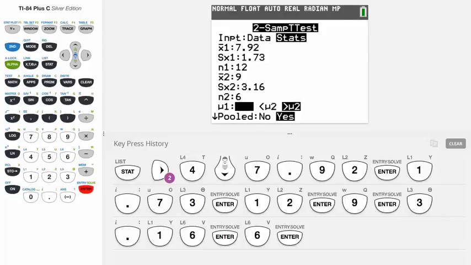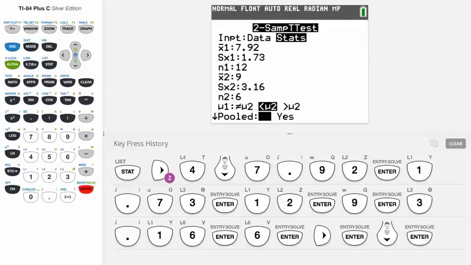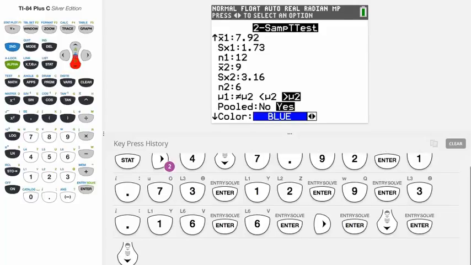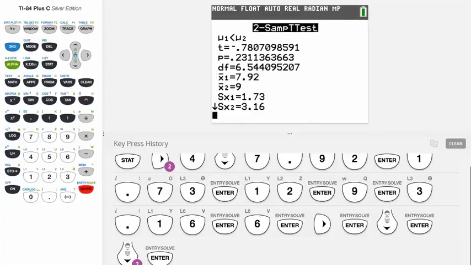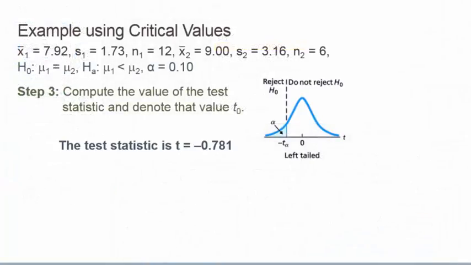It is a left-tailed test, so I want to highlight less than mu sub 2, enter. It is not pooled, enter. Go down to calculate, enter. T equals negative 0.7807. Rounding to 3 decimal places, the test statistic is t equals negative 0.781.